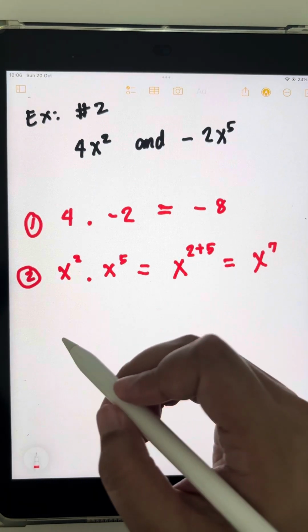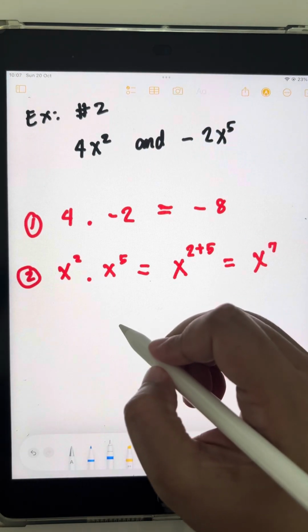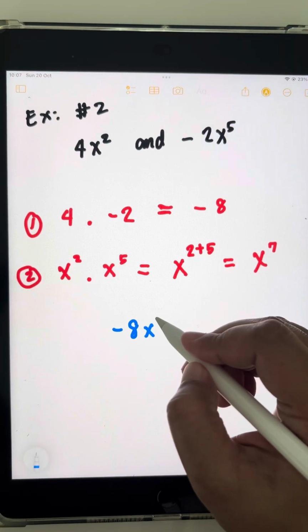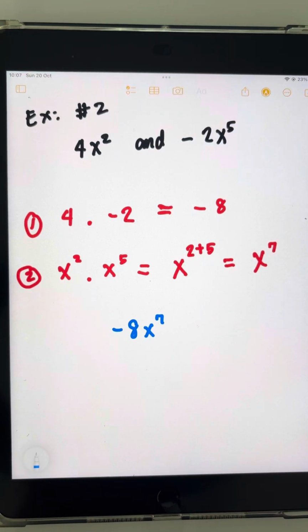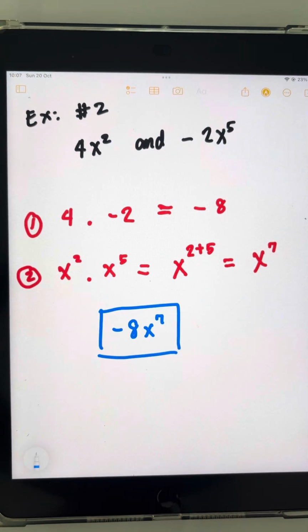So our final answer now is negative 8, and then x to the power of 7. Negative 8x raised to the power of 7. Okay, and that's your final answer. Easy.